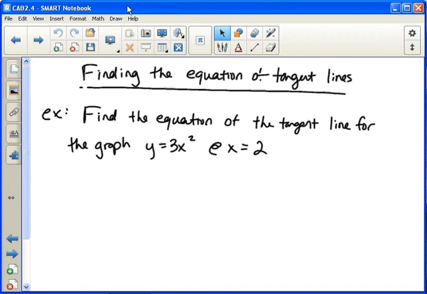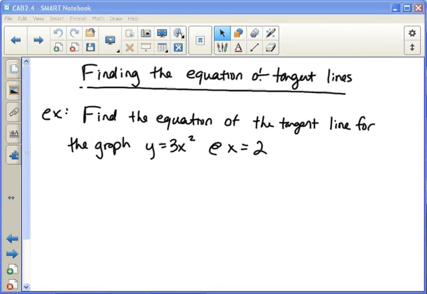We talked previously about how derivatives help you find the slope at a point, and the slope at a point on a curve is the same as the slope of the line tangent to that point. So the slope of a tangent line is the same as the slope at a point on a curve. Something they may ask you to do at different times is to find the equation of a tangent line.